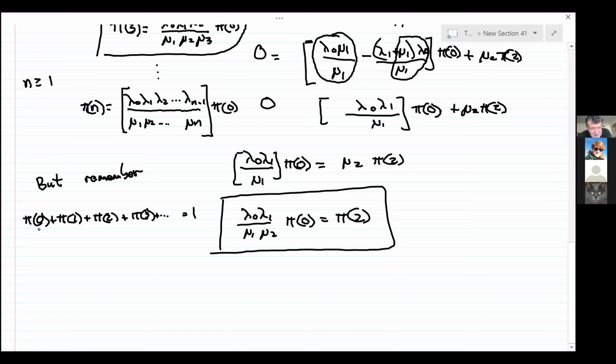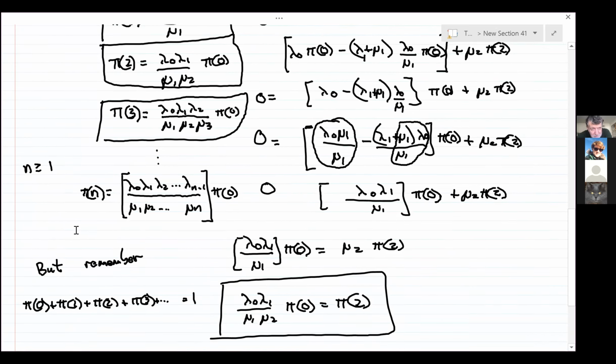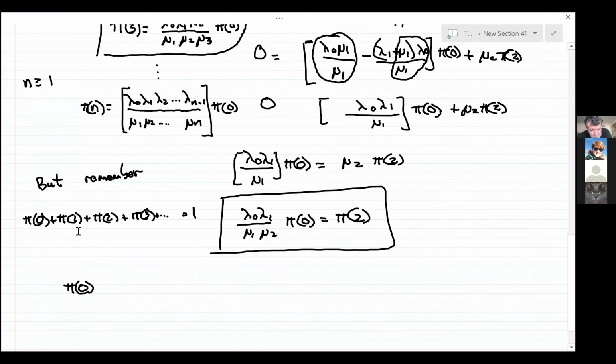Okay, so let's finish this. So pi 0 is what it is. But pi 1, we can just lift from our box formula. That's lambda 0 over mu1 times pi 0. And what was pi 2? Oh, lambda 0, lambda 1 over what? Mu1, mu2, pi 0. What was pi 3? Lambda 0, lambda 1, lambda 2, all over what? Mu1, mu2, mu3 times pi 0. Off we go.